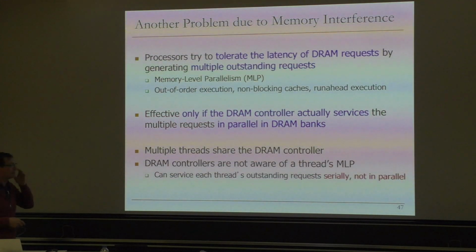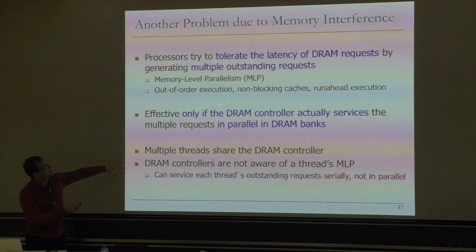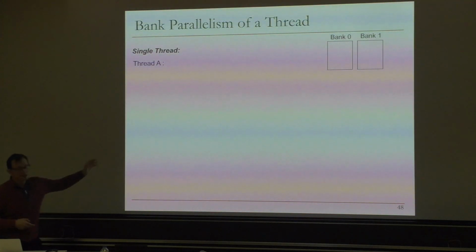I'm going to give you a pictorial example. In existing systems, multiple threads share the DRAM controller, and because DRAM controllers are not aware of a thread's memory level parallelism, they can service each thread's outstanding requests serially and not in parallel. And this can destroy the effectiveness of all of these techniques that people work hard to develop. So let's take a look at an example.